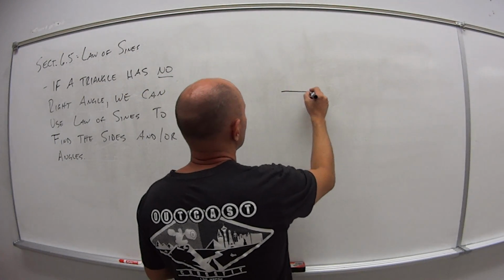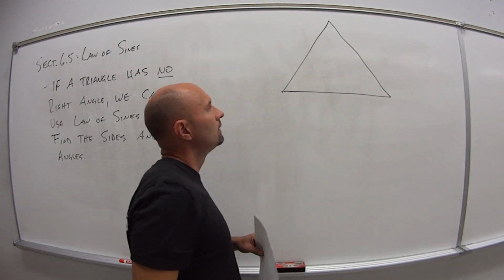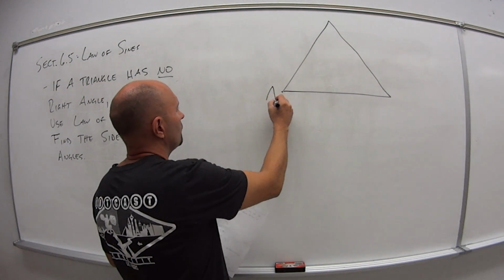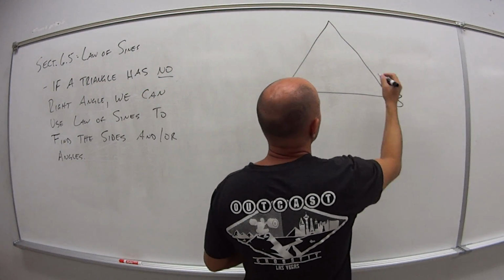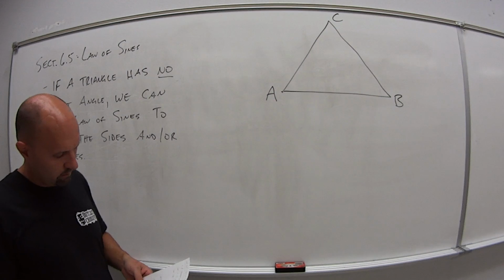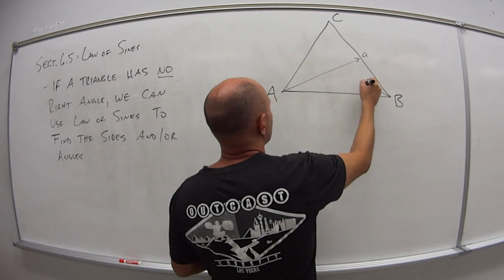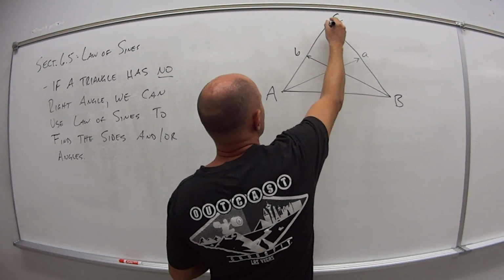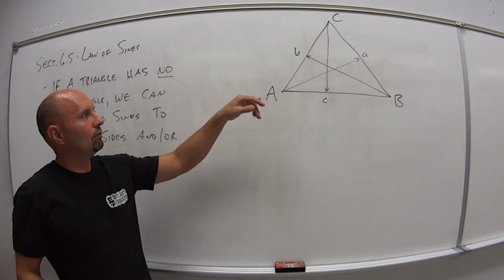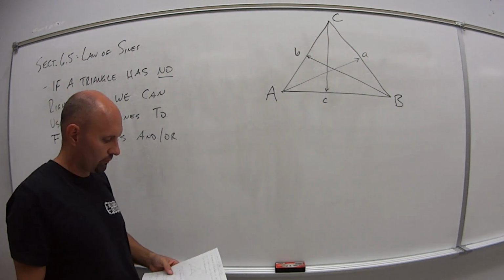So what this means, quite simply, so if we look at this triangle here, we have no right angles. Let's call this angle A, this angle B, and the top angle C. The sides opposite these we'll label as little a, little b, and little c. So whatever side is opposite the angle, we'll just call it the smaller lowercase letter.